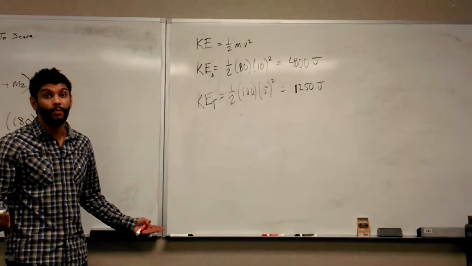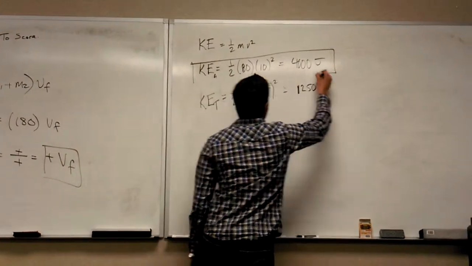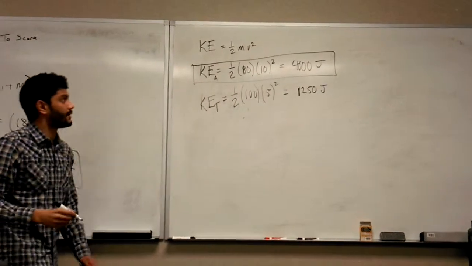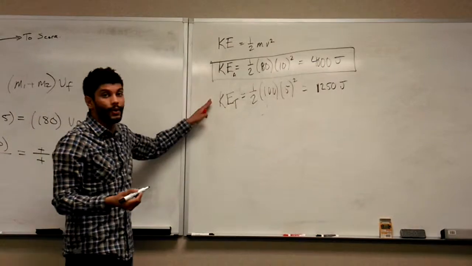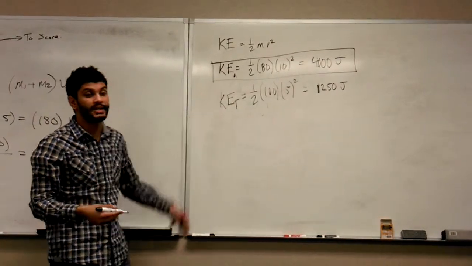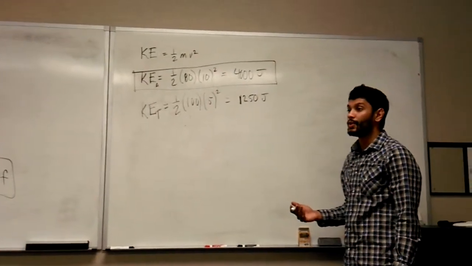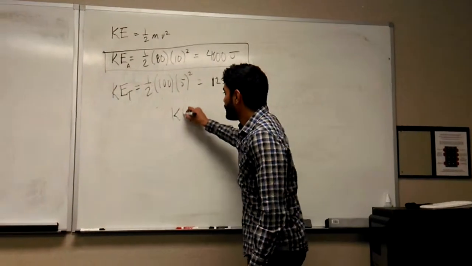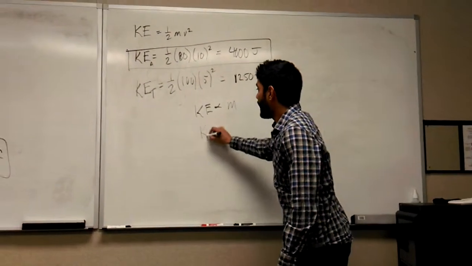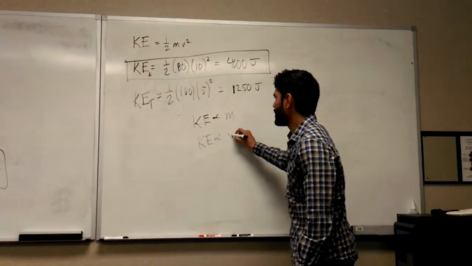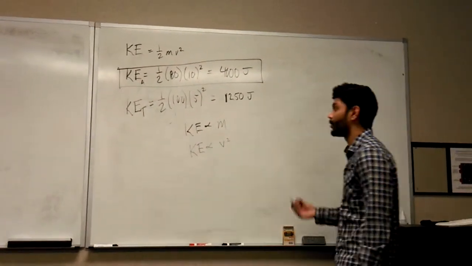Obviously Aaron has more kinetic energy. However, we can actually find this out without even plugging in numbers, because the MCAT is a time-based test. So we know that kinetic energy is proportional to mass. How is kinetic energy proportional to velocity? It's squared. Squared, exactly.